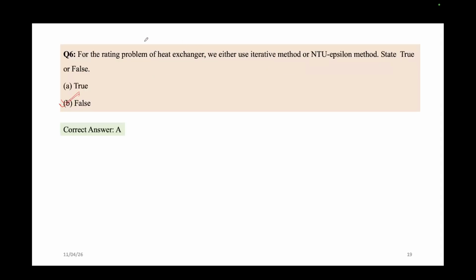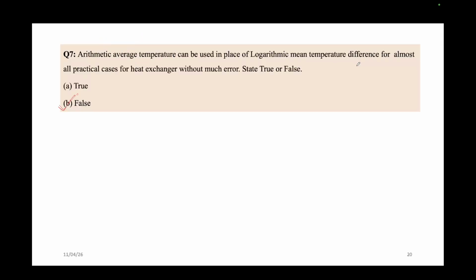So, rating problem. In this question it says it is a rating problem, so what type of rating problem? Rating problems are basically of two types: area rating and power rating. It is not given whether it is area rating or power rating, which is why the statement is false. If it is area rating, we have to use the iterative method, and if it is power rating, we have to use the NTU epsilon method. So it should be clarified whether it is area rating or power rating.